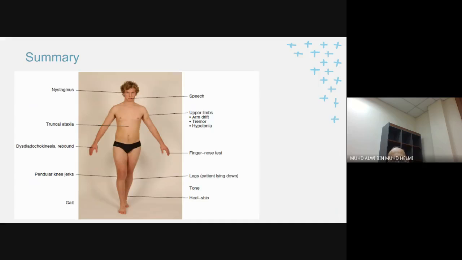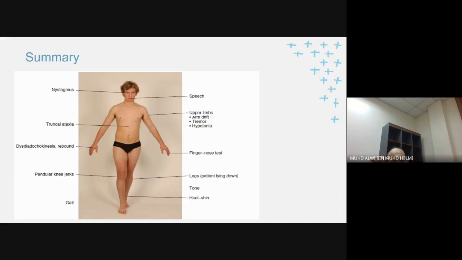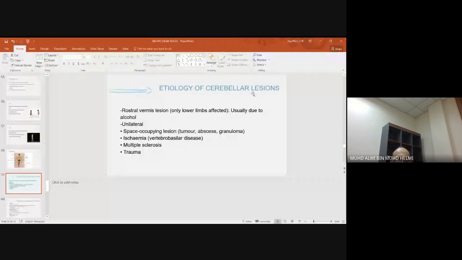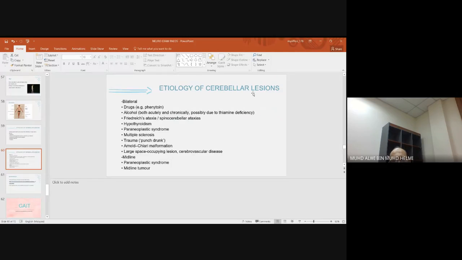Again, the direction of the fall will determine the lesion. If the patient falls to the right side, the lesion is on the right side. Fall towards the front, I mean the titubation to the front or fall forward or backward, usually it's vermis. So that's all good, a very good summary. Okay, etiology again, cerebellar lesion. Mainly it is either due to structural or space occupying lesion.